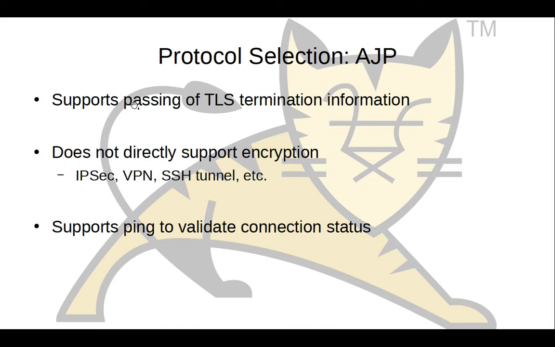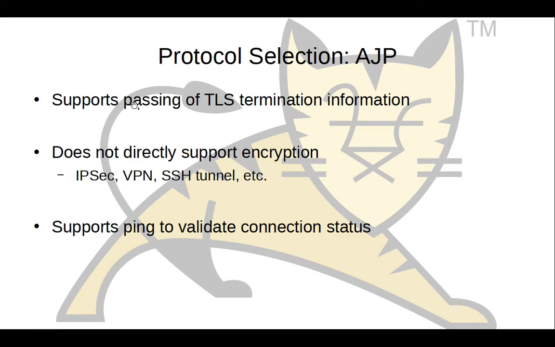What it doesn't support is encryption of the communication channel. And if you're in an environment, certainly a lot of banks are in this situation, that says any traffic that contains user data anywhere, even if it's between processes on the same machine, must be encrypted, then AJP might not be the protocol for you. And there are ways to do it.